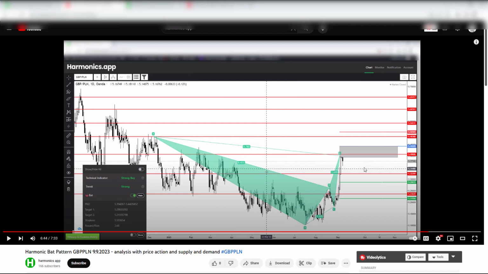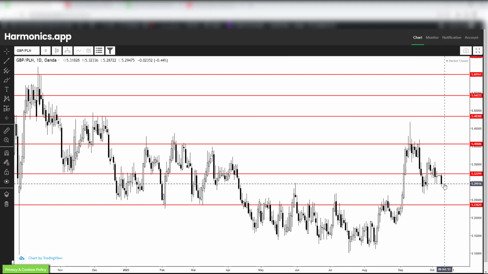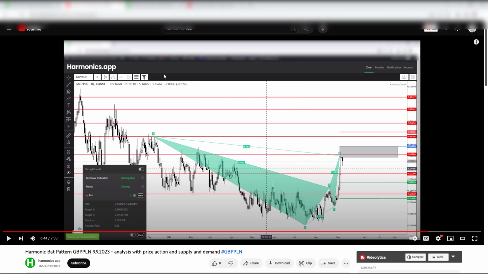We can see it here. The first take profit level was 5.28. 5.28 is here, and the price bounced back up and then reversed back down. Now the price is going even further down. There is a probability that the price will continue and reach take profit 2, which is around 5.21.